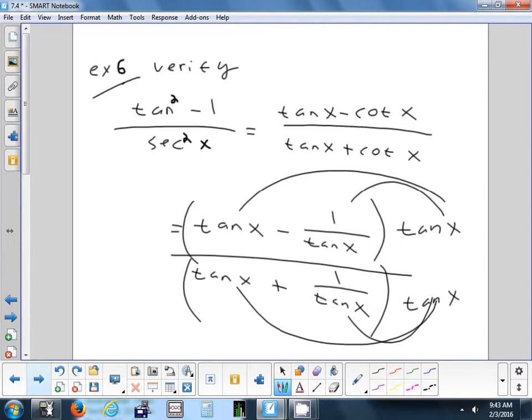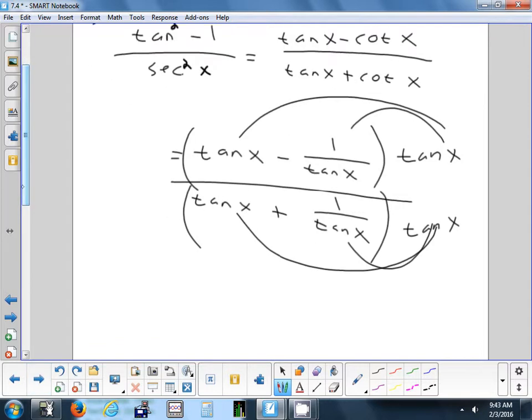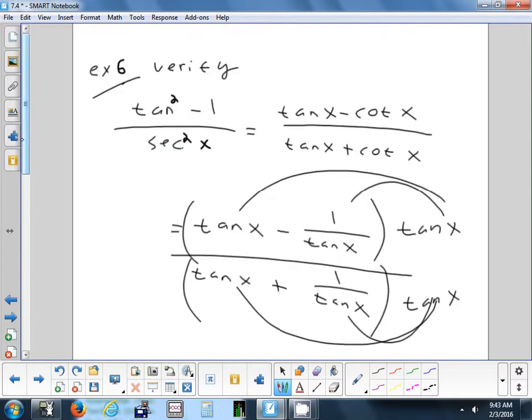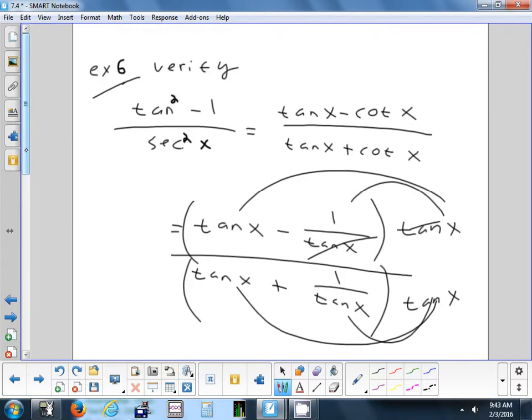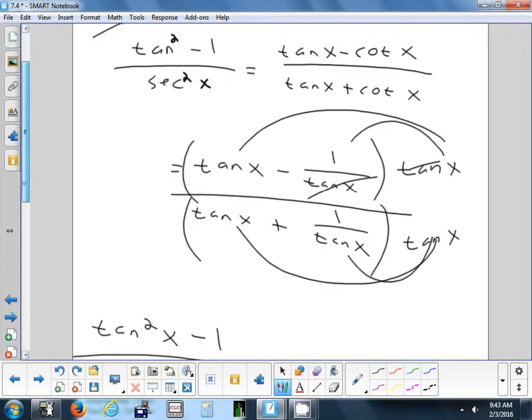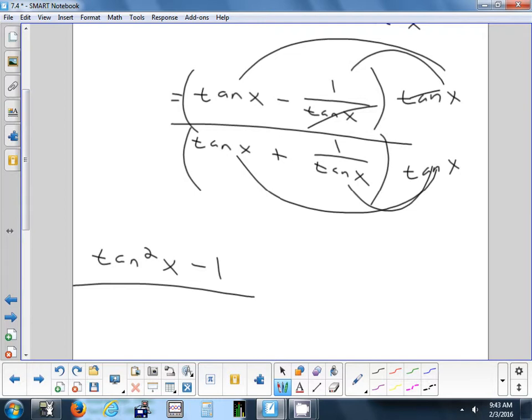Let's see. What's that first term going to be when I do tangent times tangent? Tan squared. What's going to happen when I multiply it to the second term? -1. Yep, -1. Those are going to cancel out. And now look, the top is already exactly what we want: tangent squared minus 1. And now the bottom, it's the same thing except it's a plus.